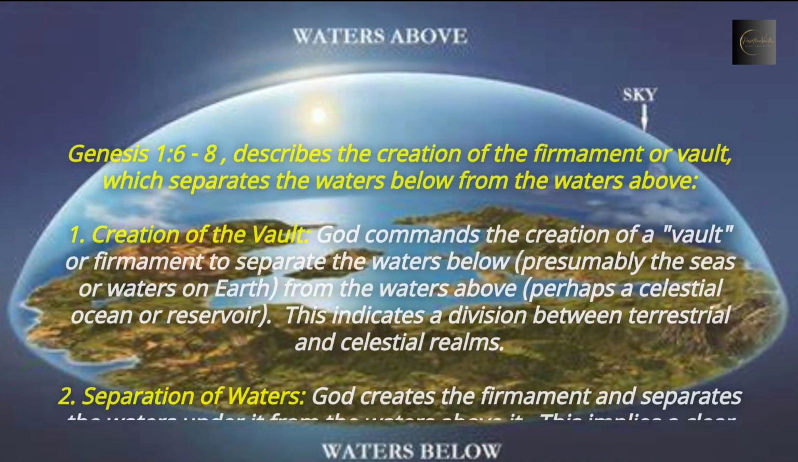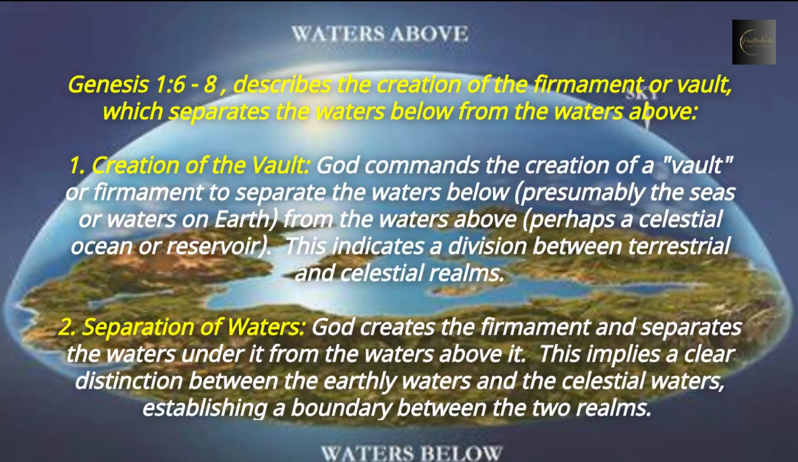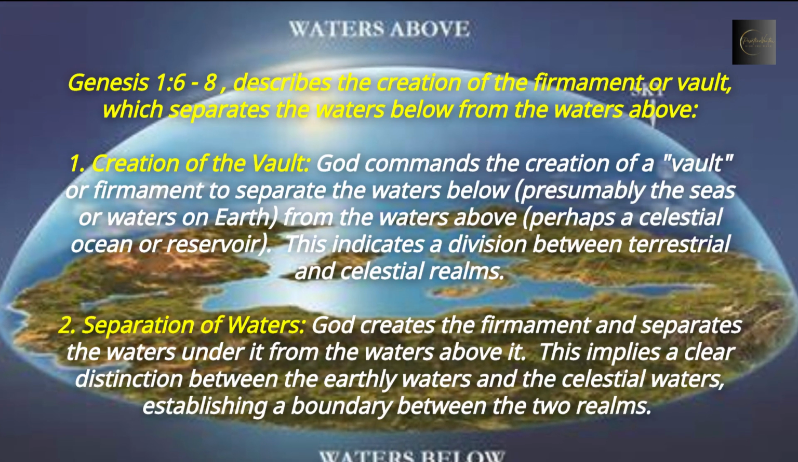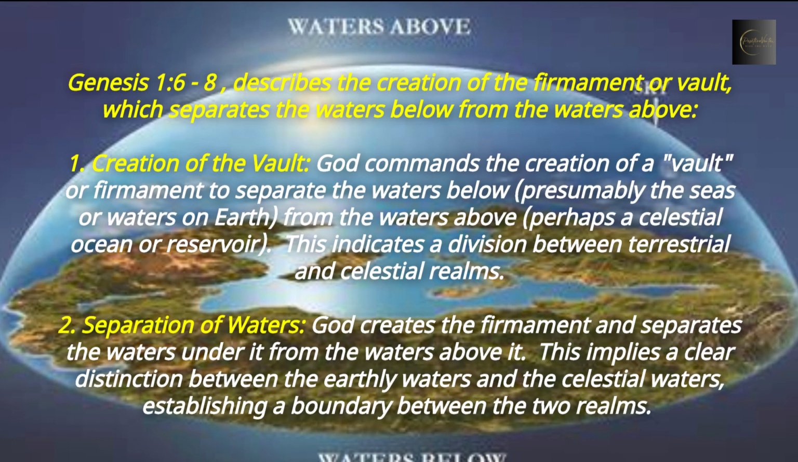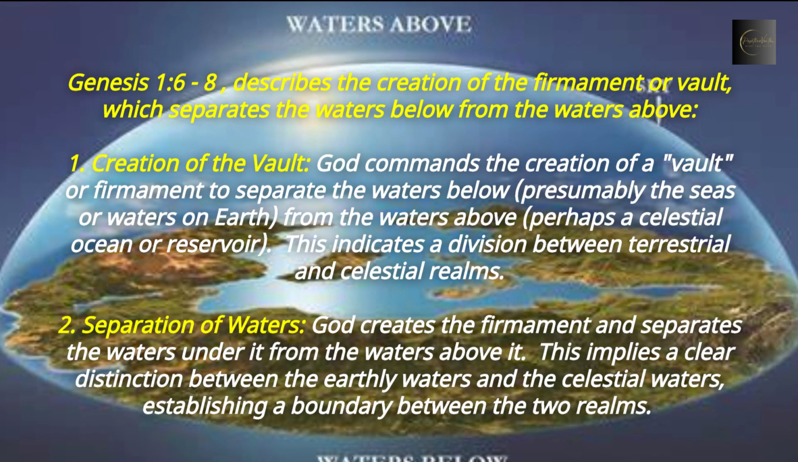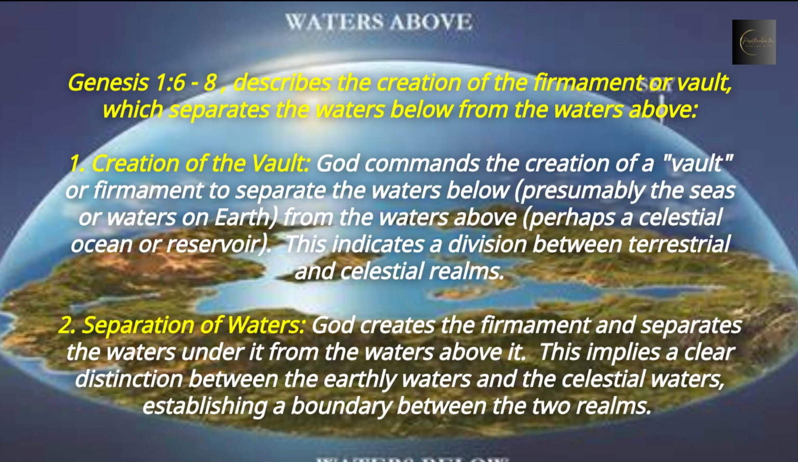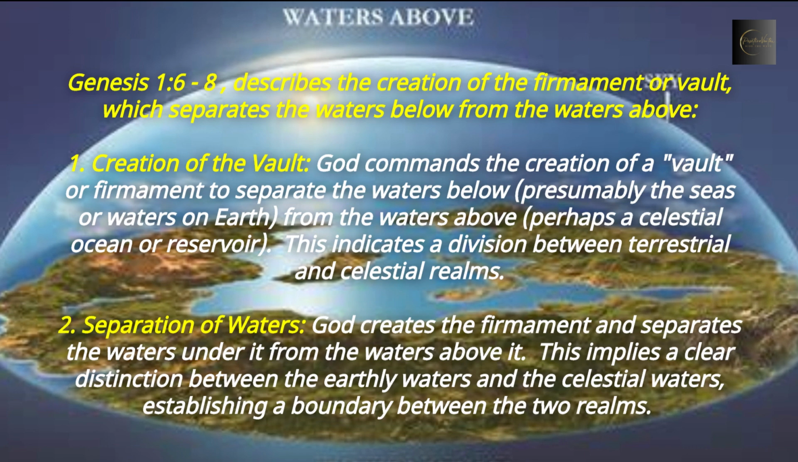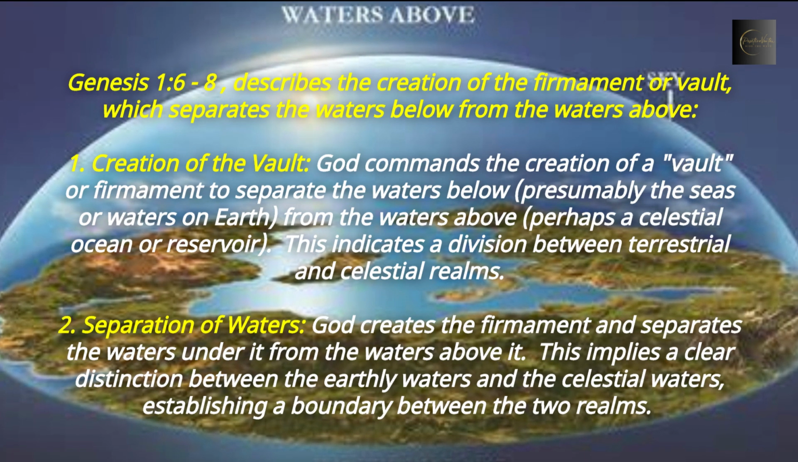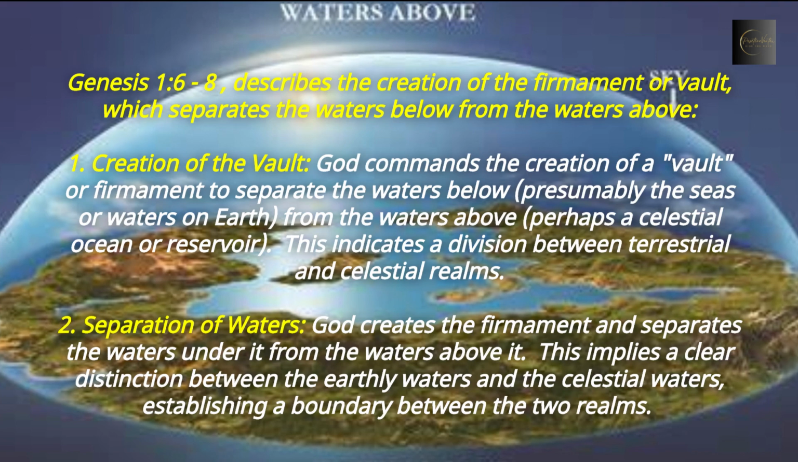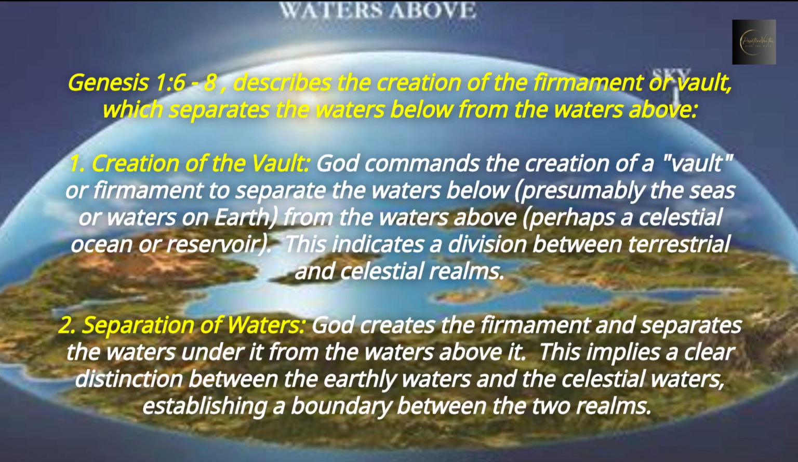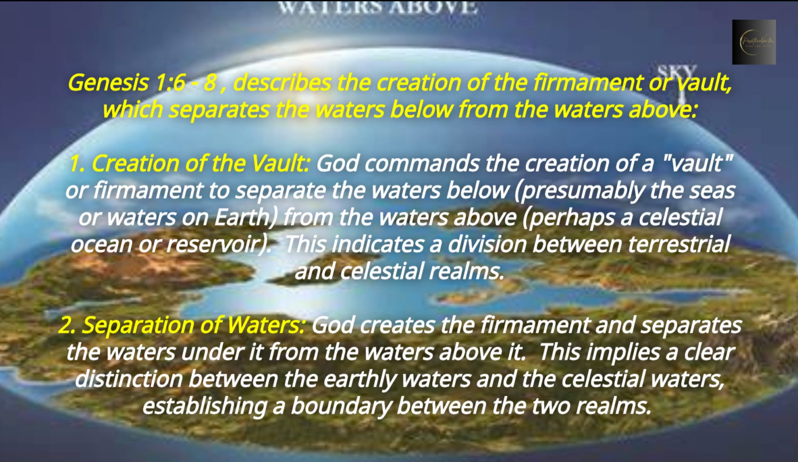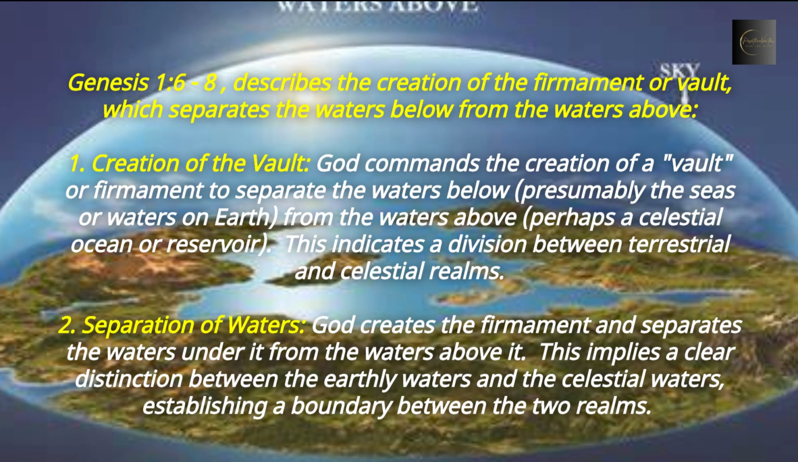Genesis 1 verses 6 to 8 describes the creation of the firmament or vault, which separates the waters below from the waters above. 1. Creation of the vault. God commands the creation of a vault or firmament to separate the waters below, presumably the seas or waters on earth, from the waters above, perhaps a celestial ocean or reservoir. This indicates a division between terrestrial and celestial realms. 2. Separation of waters. God creates the firmament and separates the waters under it from the waters above it. This implies a clear distinction between the earthly waters and the celestial waters, establishing a boundary between the two realms.